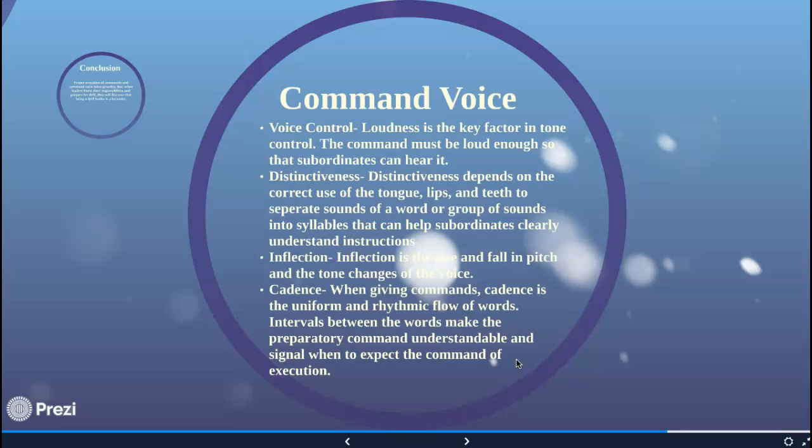Now, there are some things called combined commands. A combined command would be an example like fall in. Fall in is a combined command because there is no preparatory command or separate command of execution. It's all at once. So when you say fall in, that means the unit moves quickly to their position and gets into the position of attention and formation.